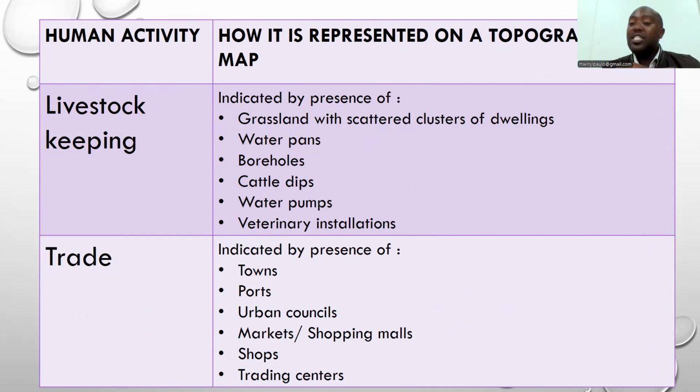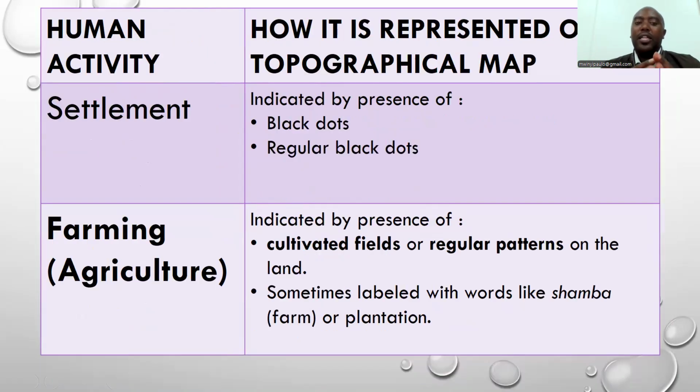Another human activity is trade. Trade on a topographical map is indicated by the presence of towns, ports, urban councils, markets, and recently shopping malls, shops, trading centers, and so on. What about settlement? How will settlement be represented on a topographical map? It's indicated by the presence of black dots or even regular black dots on the topographical map.